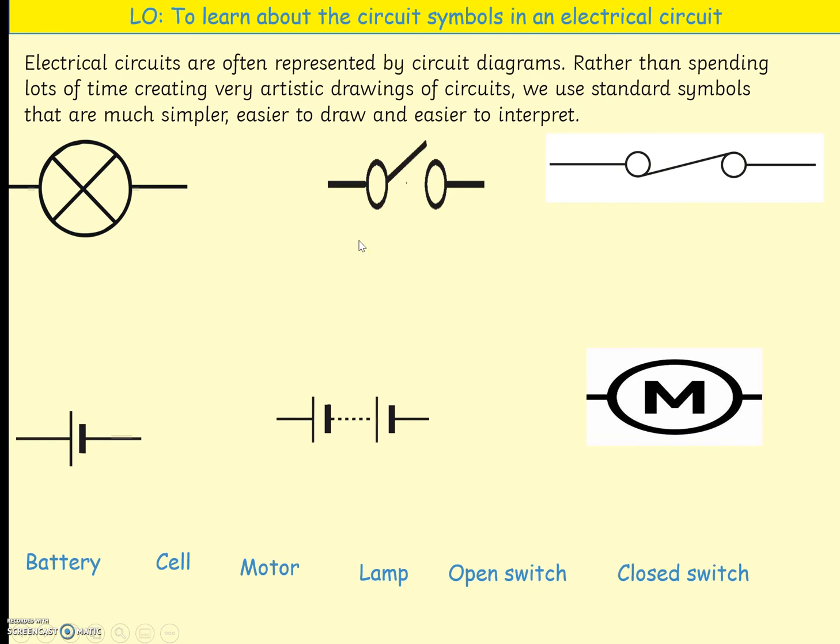Please pause the video and have a go. Some of this would be recalling information from primary school. Have a go at seeing which of these symbols you can actually recognize. The answers are in the blue writing below.